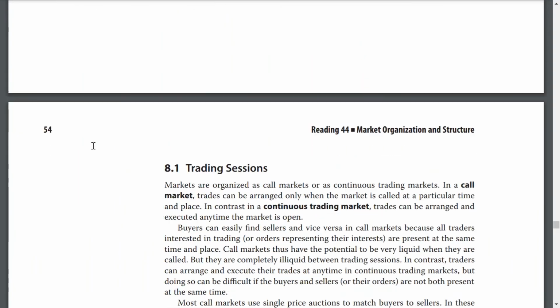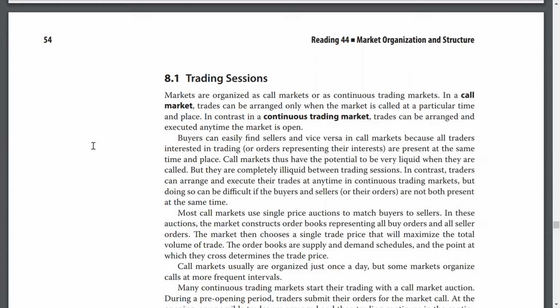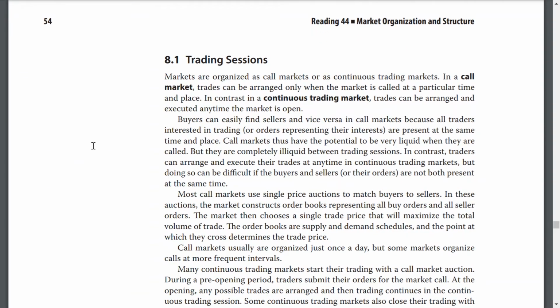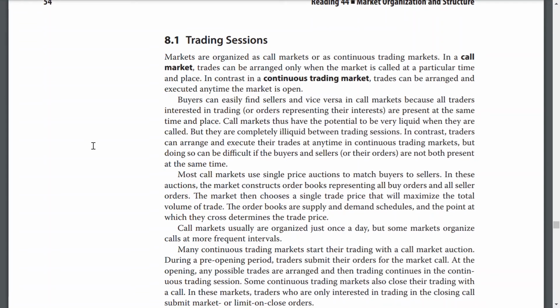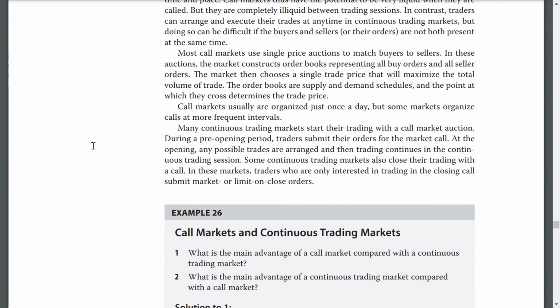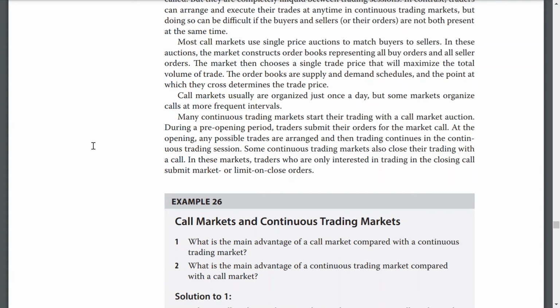Trading sessions. Markets are organized as call markets or continuous trading markets. In a call market, trades can be arranged only when the market is called, at a particular time and place. In contrast, in a continuous trading market, trades can be arranged and executed anytime the market is open. Many continuous trading markets start their trading with a call market auction.